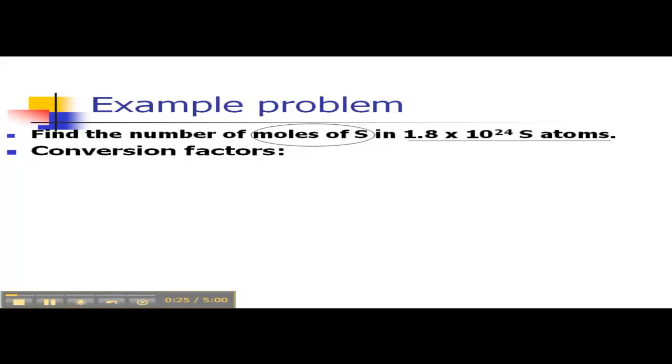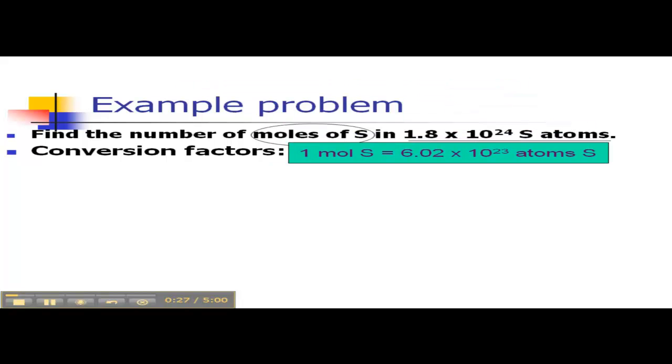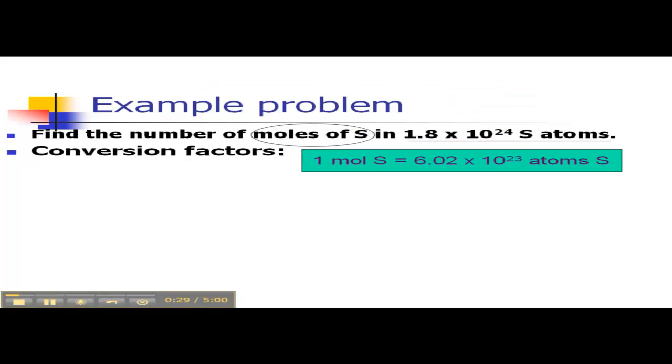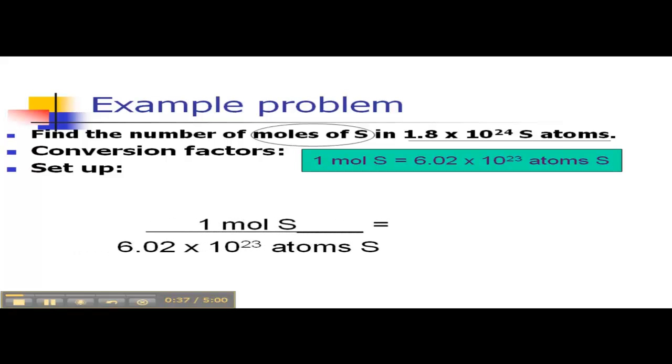So our conversion factor is 1 mole of sulfur is 6.02 times 10 to the 23rd atoms of sulfur. So if we set that up as a proportion, again we have 1 mole of sulfur on top, 6.02 times 10 to the 23rd atoms of sulfur on the bottom. Now in this case, because we know we have 1.8 times 10 to the 24 sulfur atoms, we want to put that on the bottom, and we want to put an x on the top because moles is what we're looking for.